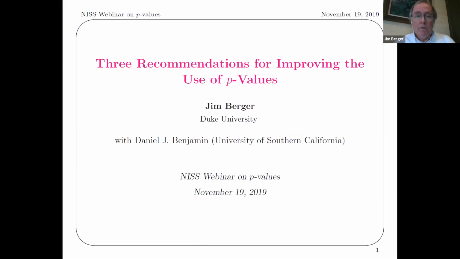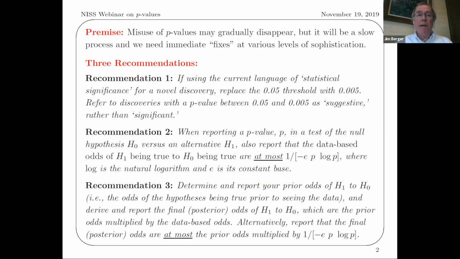My talk today is based on this paper that appeared in the American Statistician, and I'm pretty much just going through the paper. It was joint work with Dan Benjamin. The premise of this paper was that while misuse of p-values may gradually disappear, it's not going to be an immediate process. And so we need some fixes that can be done at various levels of sophistication, things that can be implemented right now to help improve the situation.